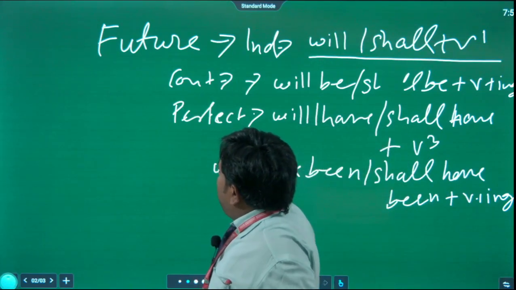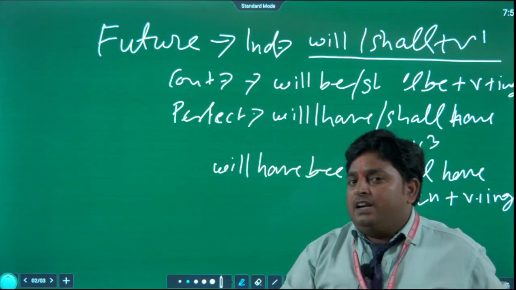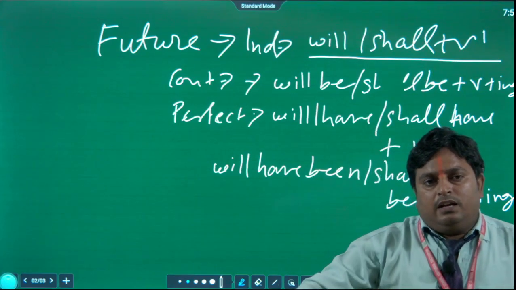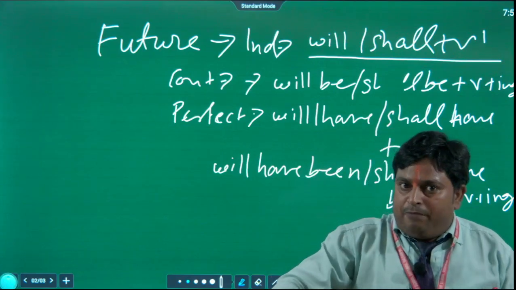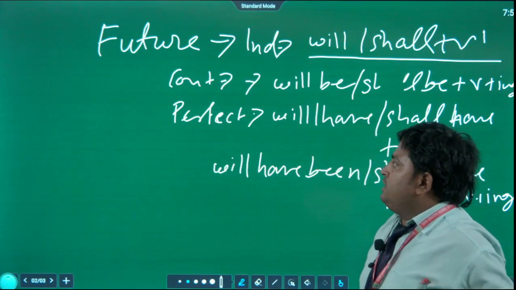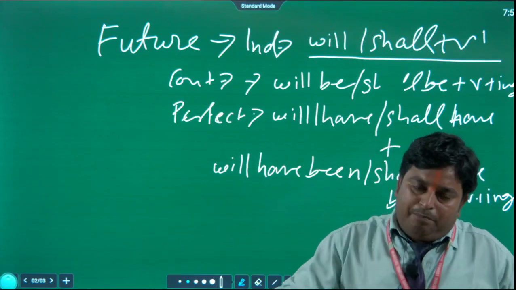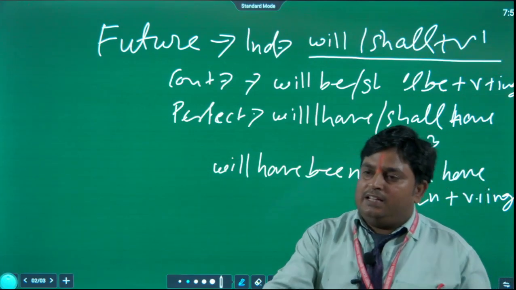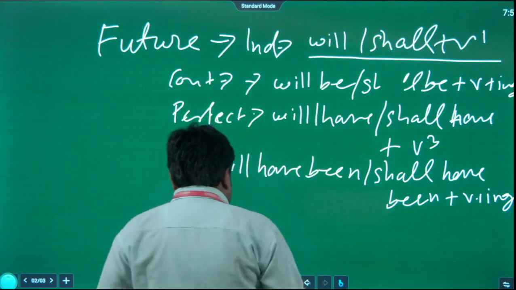There is something which is common. In the present continuous tense, as I have told you, the ing form of the verb is used. In the perfect tense, the third form of the verb is used, and in the perfect continuous tense, with the helping verb has been, have been, had been, will have been, shall have been, and the ing form of the verb used. Okay.